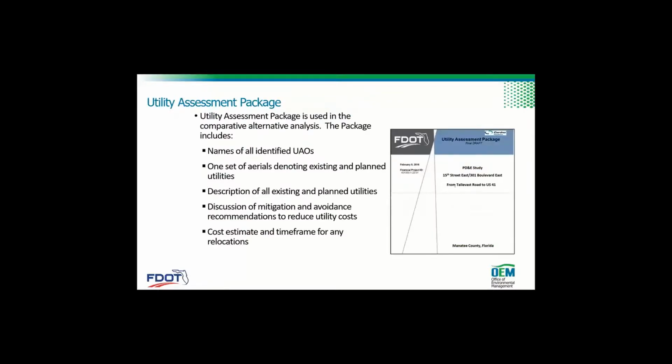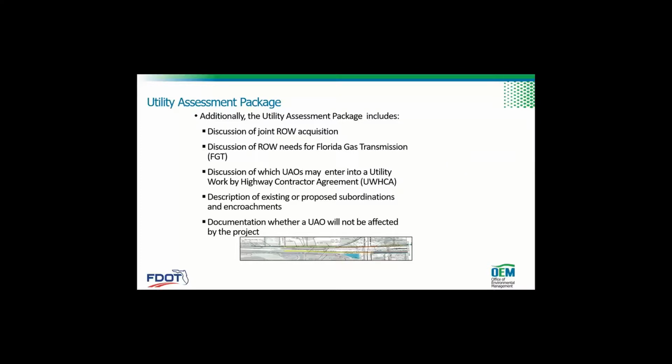Okay, so the utility assessment package is used in the comparative alternative analysis. The package includes the name of the utility owners, the set of aerials denoting existing and planned utilities, the description of all existing and planned utilities, the discussion of mitigation and avoidance recommendations to reduce utility costs, and cost estimate and time frame for any relocations. All right, and additionally, it includes discussion of joint right-of-way acquisition, discussion of right-of-way needs for Florida gas transmission, and then these other things, I'm going to skip ahead.